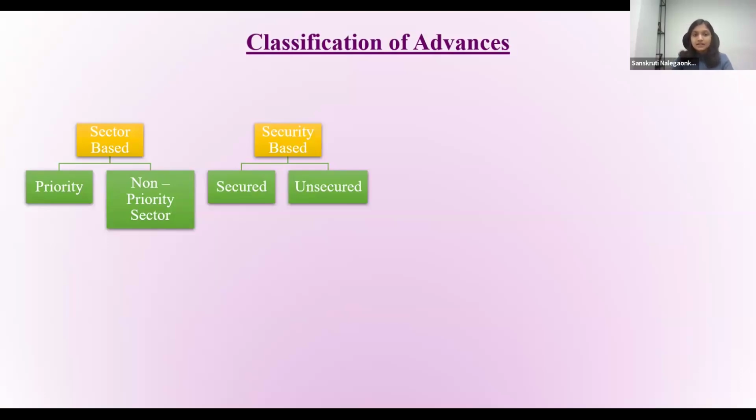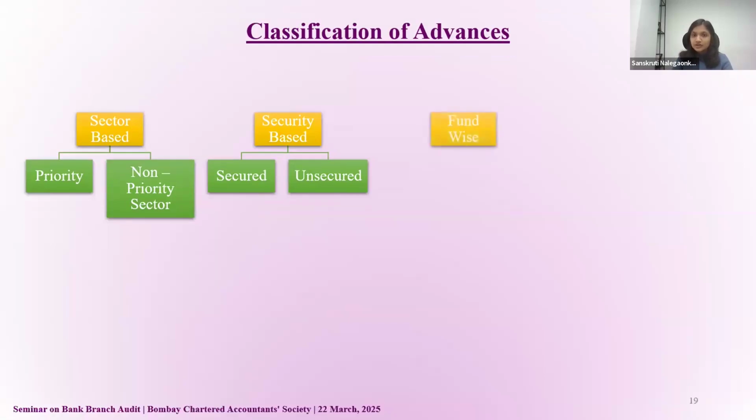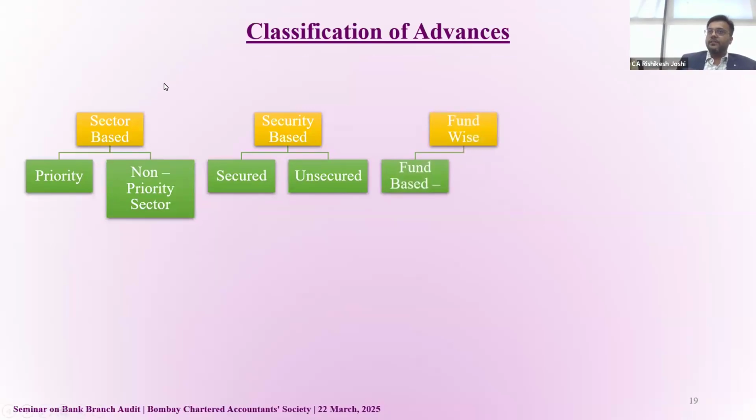Let's see the classification based on fund utilization. So what is the difference if it is a secured or an unsecured account? What difference is it going to make on the branch risk weight? Correct. And any other difference?